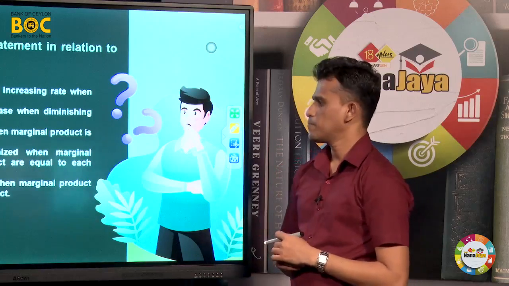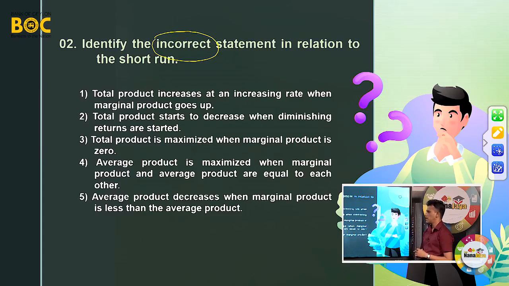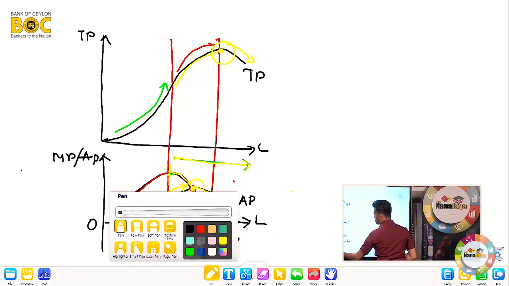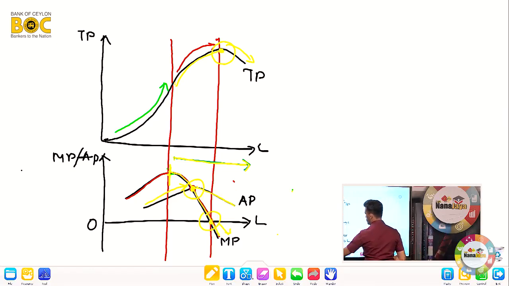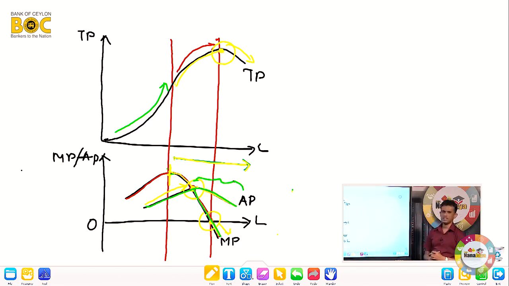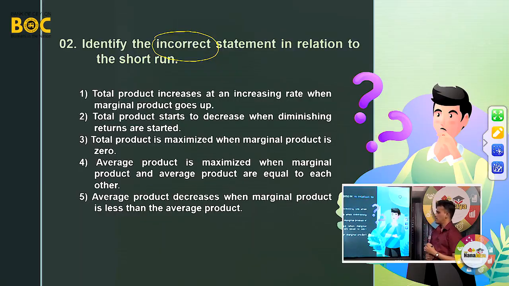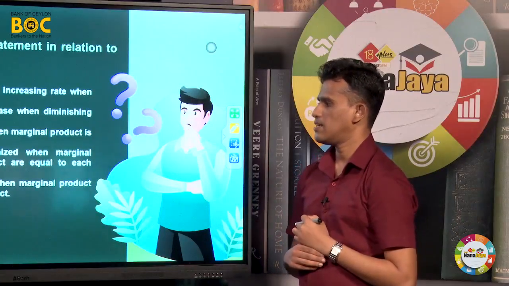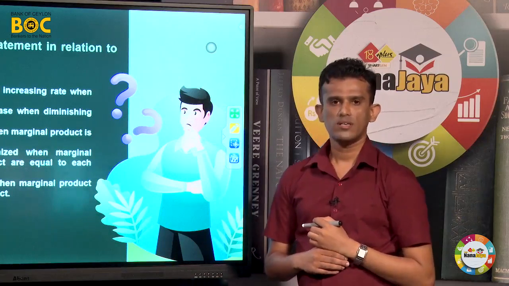Fifth statement, average product decreases when marginal product is less than the average product. Right? Marginal product is less than the average product during this stage only. So, during this stage, what happens? The average product decreases. Therefore, average product decreases when marginal product is less than the average product is also a correct statement.